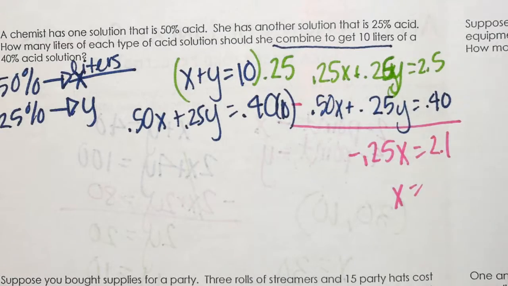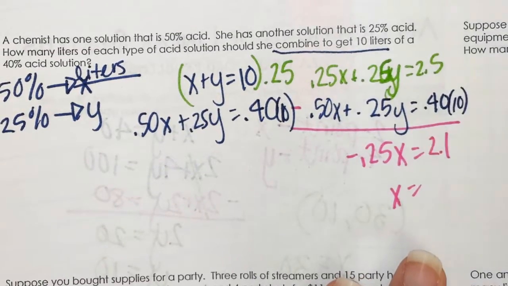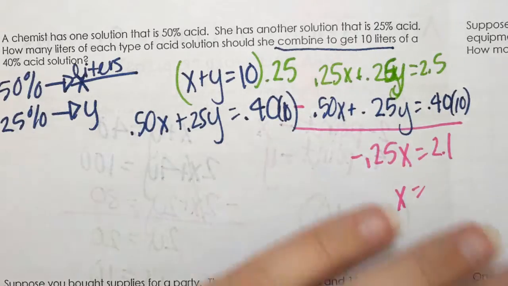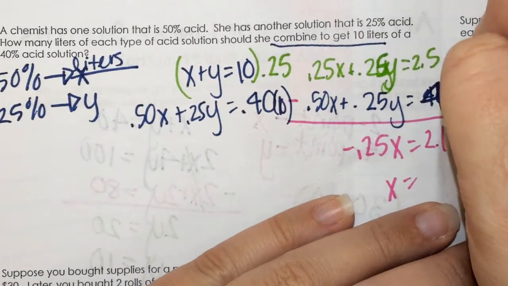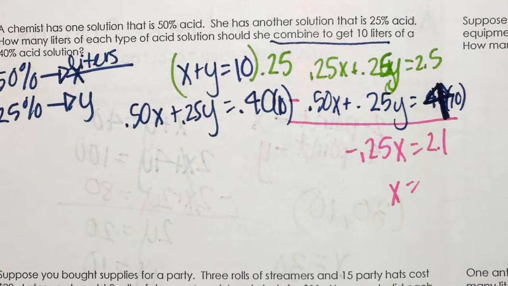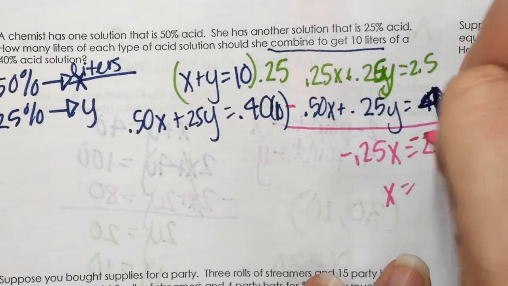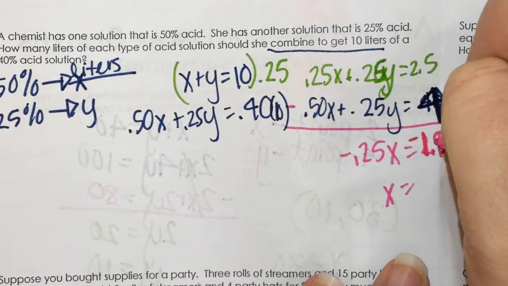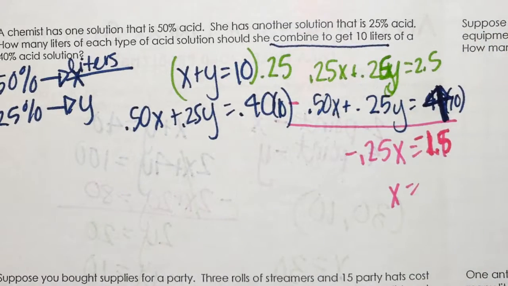We didn't go too far, right? And what's 0.40 times 10? All right, and what's 2.5 minus 4? You're just kind of muttering at me. Okay. All right, now divide.